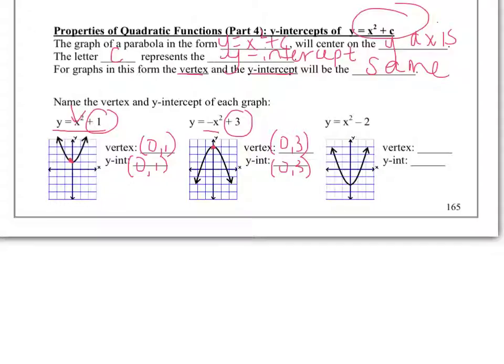Okay? Moving on. X squared is positive, so it's opening up. And my y-intercept here is negative 2, so I'm going to go down to 2. They are the same points, so 0, negative 2, and 0, negative 2.